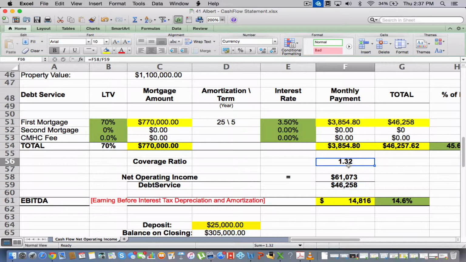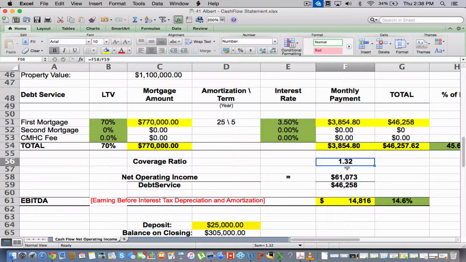Okay, this coverage ratio is a number that lending institutions use to analyze how profitable an investment property is. They lend to you sometimes based on that coverage ratio. If the coverage ratio was 1.2, it would mean that there's less annual cash flow. If the coverage ratio is 1.5, it means there's more annual cash flow, which makes the property more profitable.